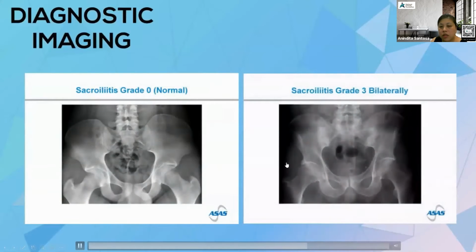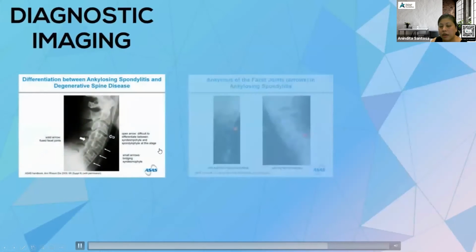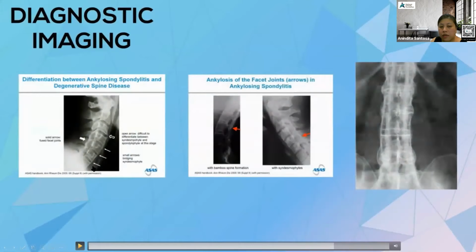And so on diagnostic imaging, we have normal x-rays of the pelvis to look for what we call sacroiliitis. We also look at the spine for what we call bridging syndesmophytes. That's when new bone starts to form and fuse. In advanced cases, we have what we call a bamboo spine, because everything fuses together like this.